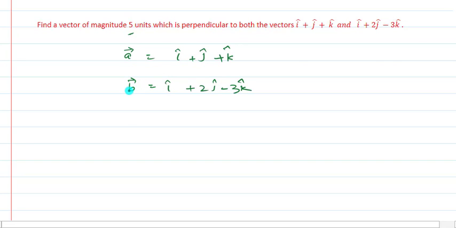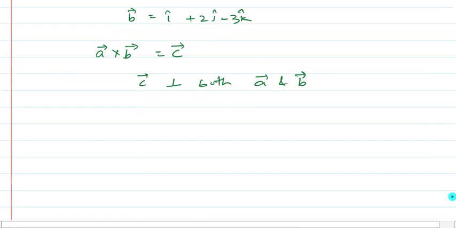So as I told you in the starting, when we are calculating A cross B, then we are calculating a vector which is perpendicular to both vector A and B. So simply here, if we find out A cross B, then this will be a vector. Let me name it as vector C, and this C will be perpendicular to both A and B. So let us calculate A cross B by using the determinant formula.